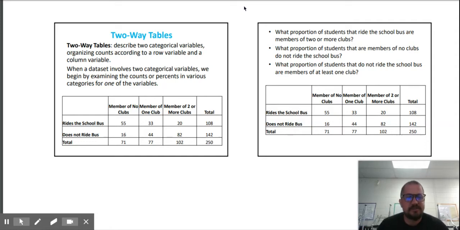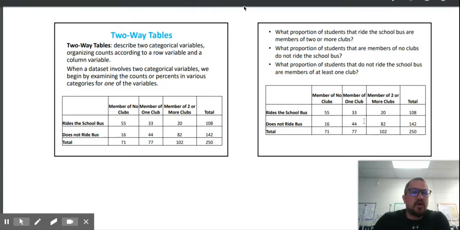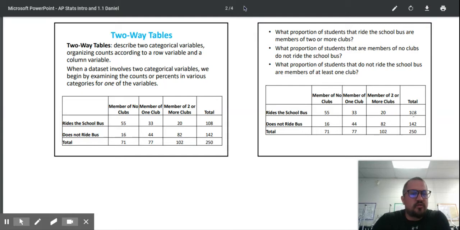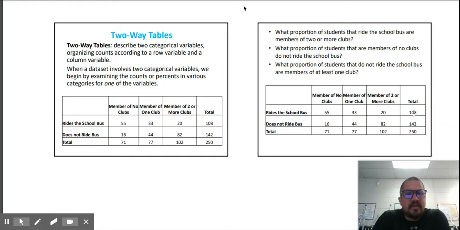So a couple questions in this example. The first one is, what proportion of students that ride the school bus are members of two or more clubs? So we're only going to look at students who ride the school bus. There's 108 total students who ride the school bus. And what proportion of those are members of 2 or more clubs? That would be 20 out of 108.